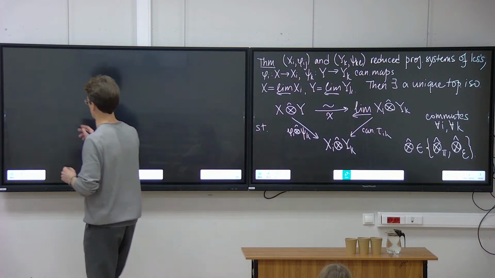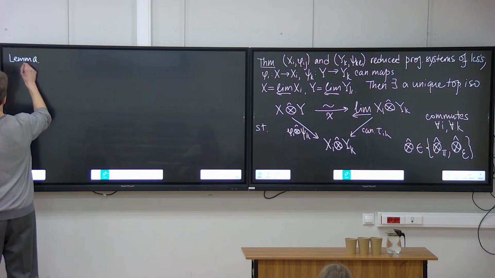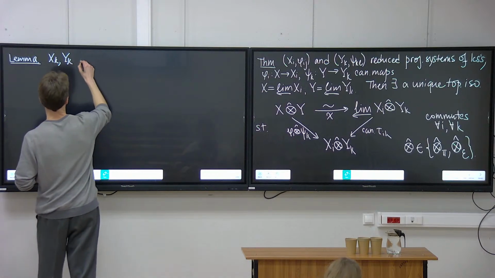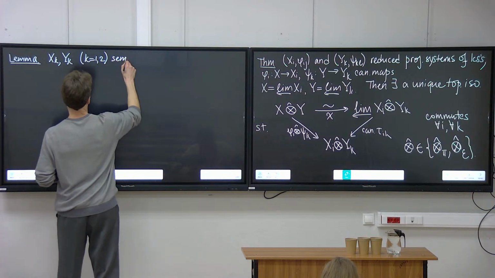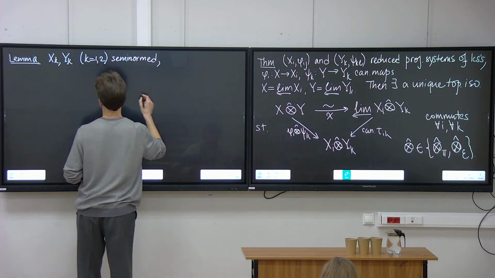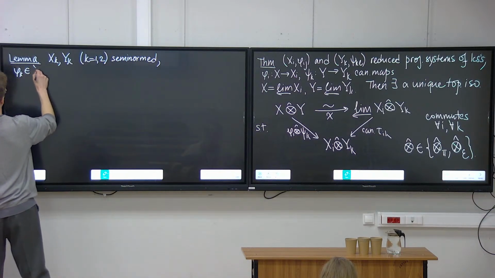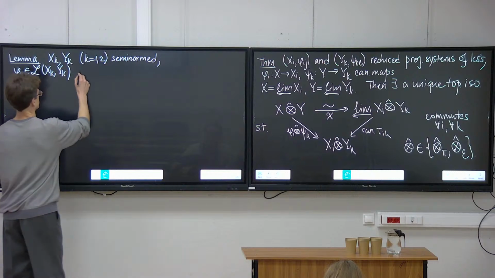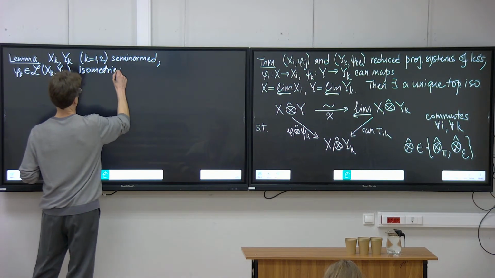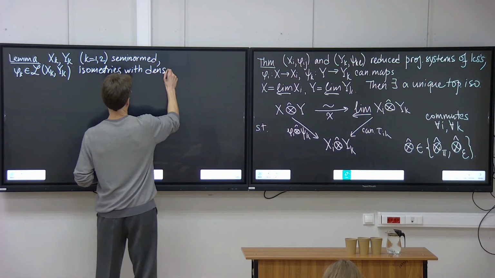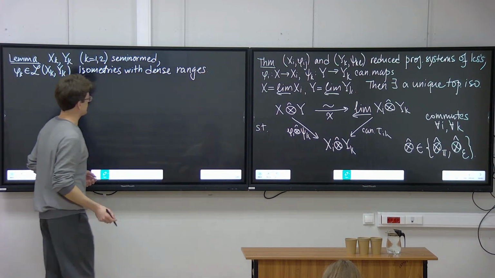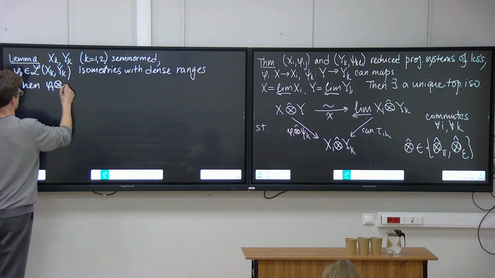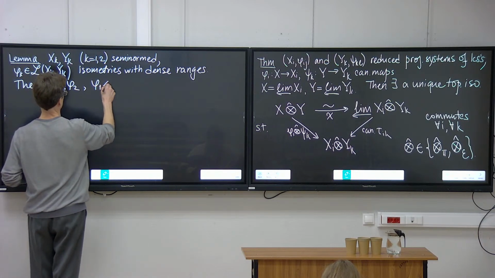To prove this result, we need the following simple lemma. Suppose that we have semi-normed spaces X_1, Y_1, X_2, and Y_2, and two continuous linear maps phi_k from X_k to Y_k, which are isometries with dense ranges. I claim that the projective tensor product phi_1 tensor phi_2 is also an isometry. And the same is true for the injective tensor product.